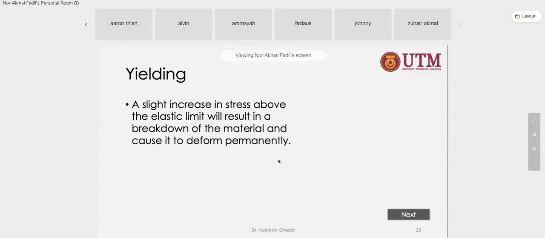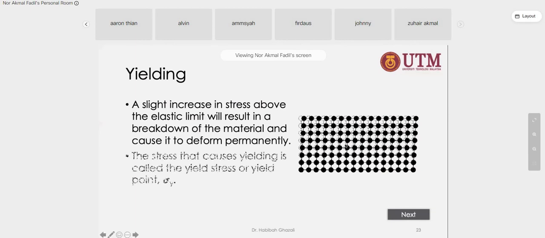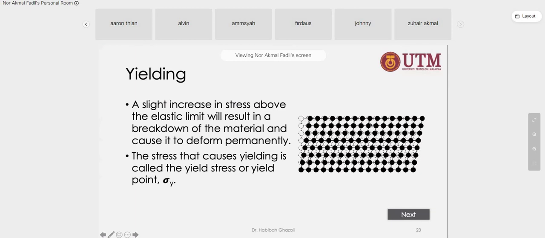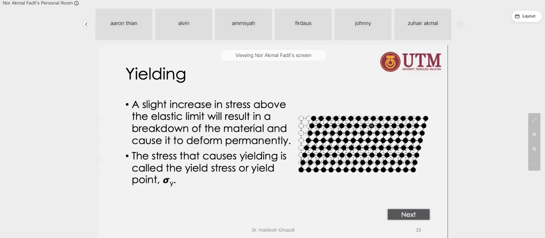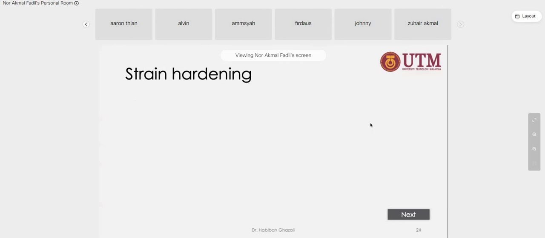Yielding. What happens during yielding? A slight increase in stress above the elastic limit will result in a breakdown of the material and cause it to deform permanently. You give a load above the elastic load, and metal slip will occur. Atoms will move from their original position and keep moving until the slip plane also moves. The stress at yielding is called the yield stress, the yield point. This is what we call plastic deformation.